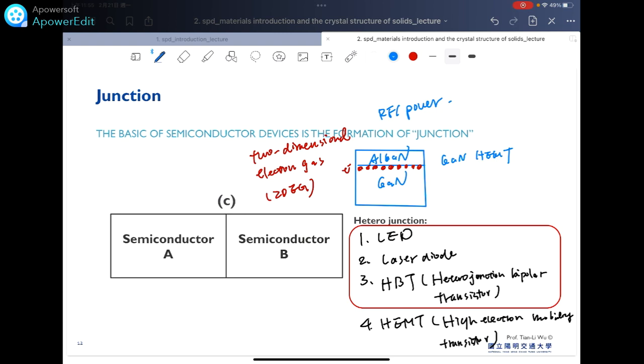Therefore, that's why the junction matters. If we want to understand the gallium nitride HEMT, it's also crucial to understand the interface between the aluminum gallium nitride and gallium nitride.